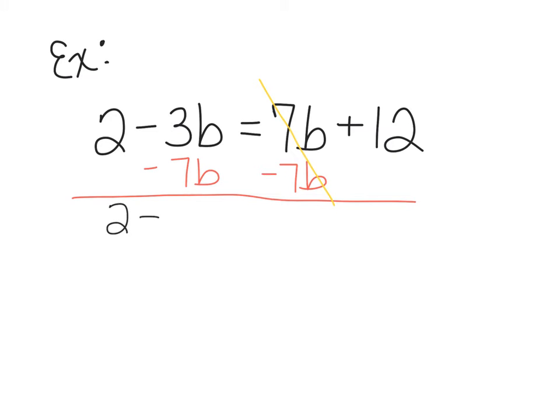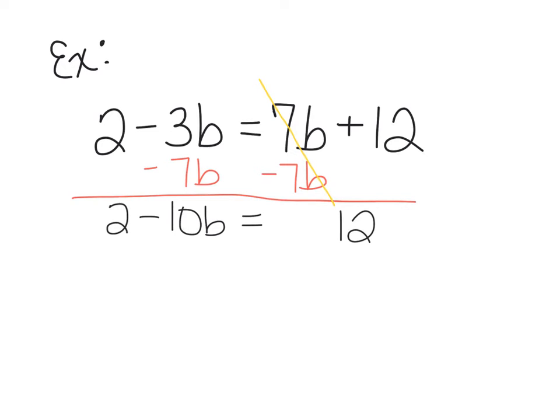Let's check out these terms. We're looking at this part right here: negative 3b minus 7b. Or you can think about it as negative 3b plus negative 7b, or just combining negative 3b and a negative 7b. That's just your integer rules, and that's going to give us 10b. We still have our equal sign, and on the right-hand side we have this positive 12. Right now we have moved our variables to the left-hand side, so we have 2 minus 10b equals 12.